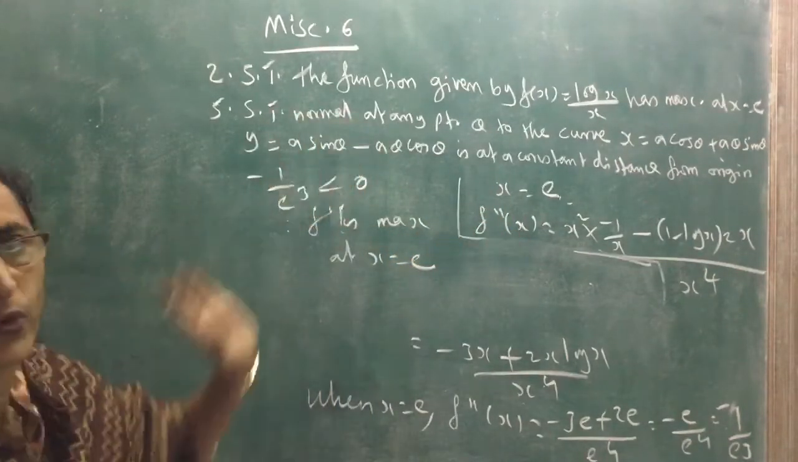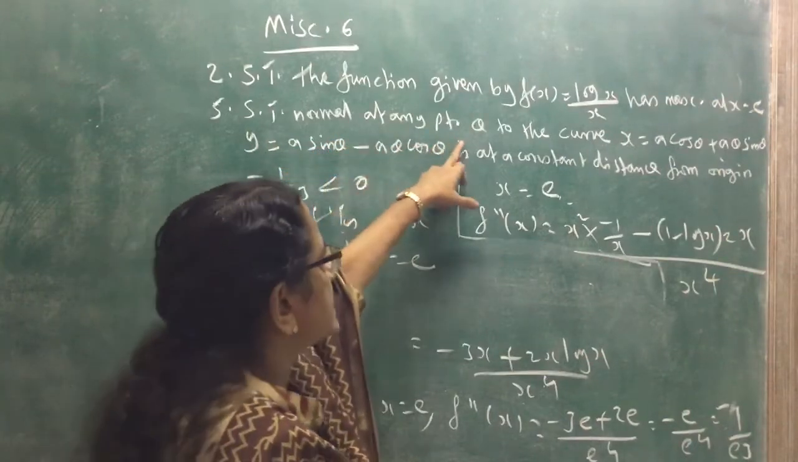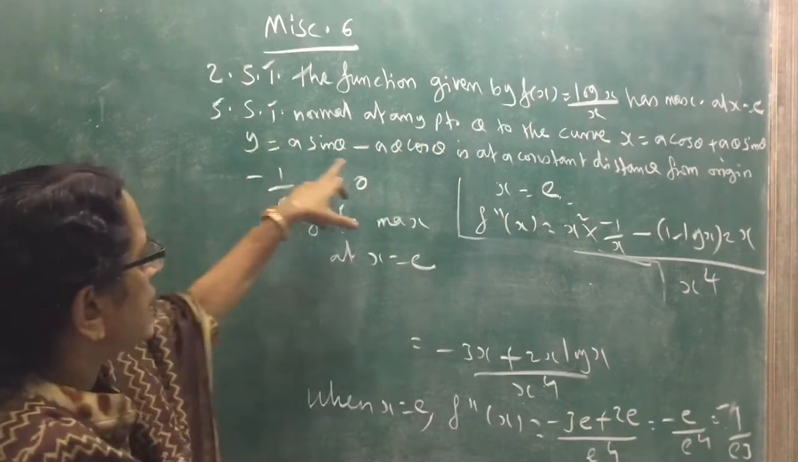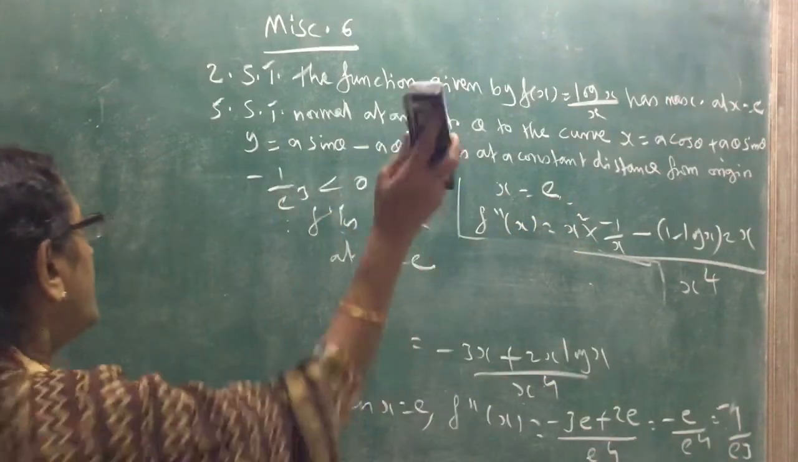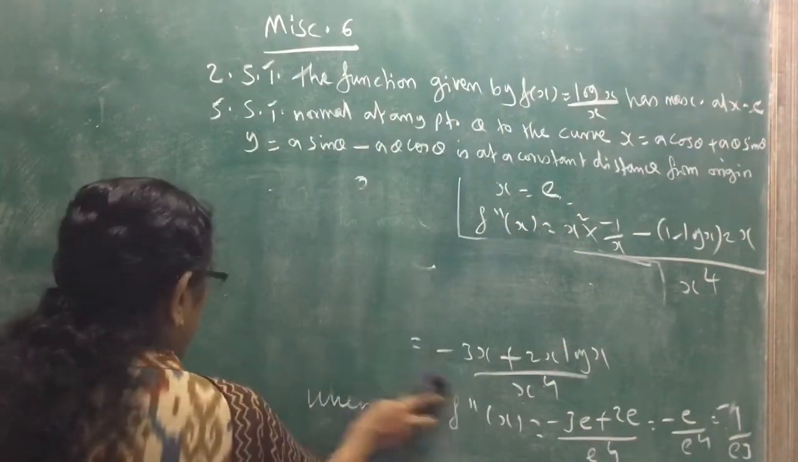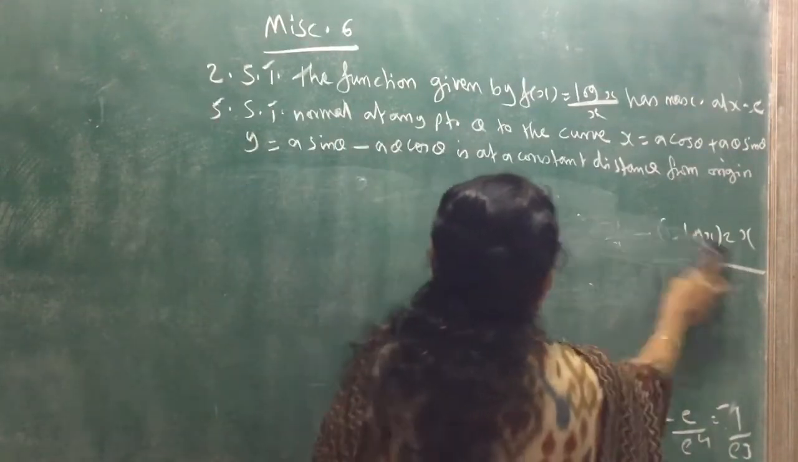Therefore, we proved. Now, the fifth one: show that the normal at any point theta to the curve is at a constant distance from the origin. Here this curve is given in the parametric form, so we can find the derivative.